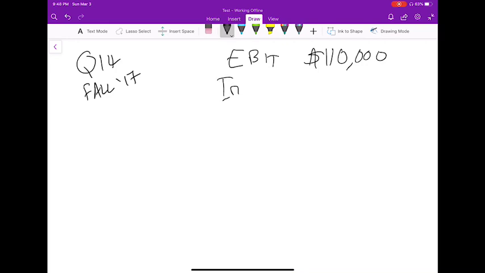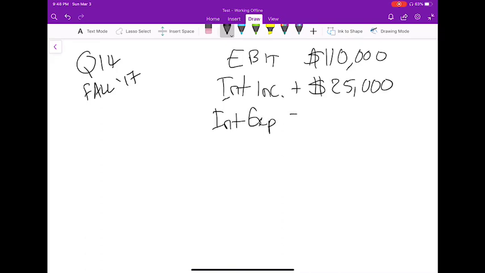So, interest income is, you have to add this back of $25,000. You have to add this back, and interest expense of how much? $40,000.